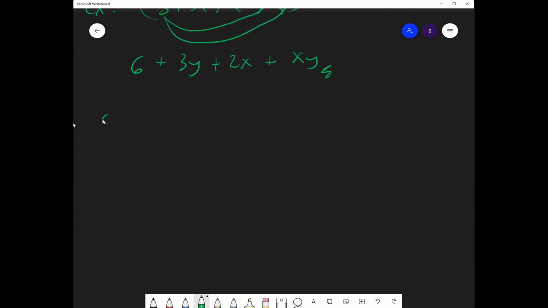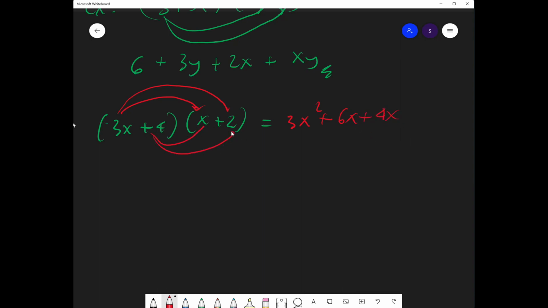So let's have a look at another equation like 3x plus 4 times x plus 2. We do the same way, which is to multiply this, and this one becomes 3x squared, this one becomes 6x, and this one becomes 4x, and that one becomes 8. So we simplify, and it becomes 3x squared plus 10x plus 8.